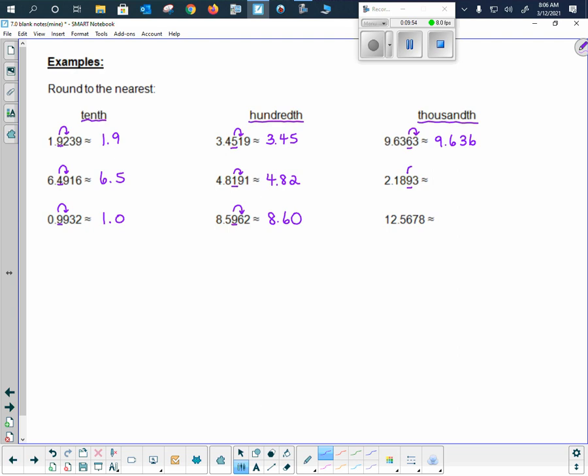Okay. Again, here's the 1,000th spot, the 9. You're looking at the 3. Leave it 189 or change it to 190. Round down, so 2.189.